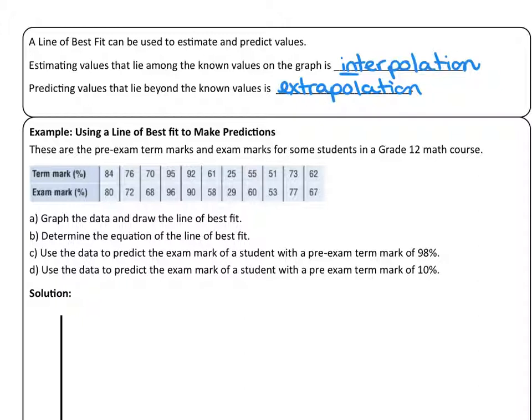Let's see how this actually works. I'll show you how to graph the data, I'll show you how to draw the line of best fit, and I'm going to show you how to determine the equation of a line of best fit. It is a little bit of grade 10 math, so hopefully you've seen it before, but I'll just remind you on how to make that equation. Example, using a line of best fit to make predictions. These are the pre-exam term marks and exam marks for some students in a grade 12 math course. So I've given you some data there. We're going to graph the data and draw the line of best fit, determine the equation of the line of best fit, and use the data to predict a couple of different things.